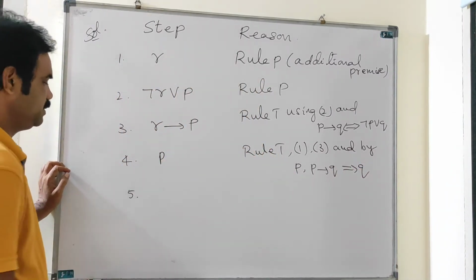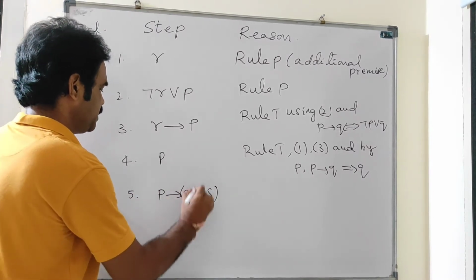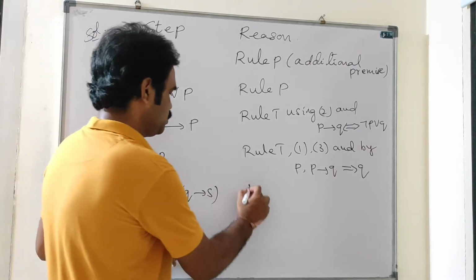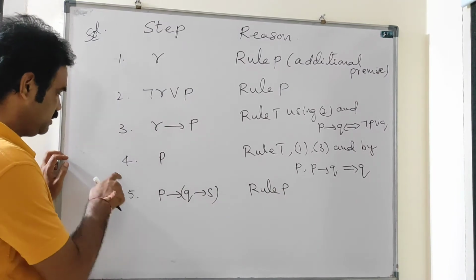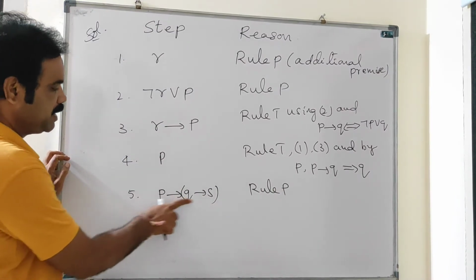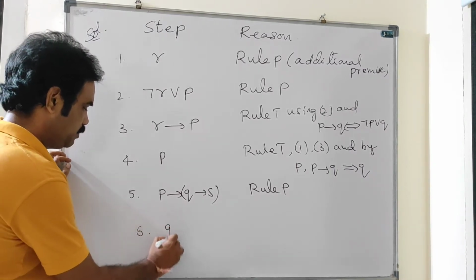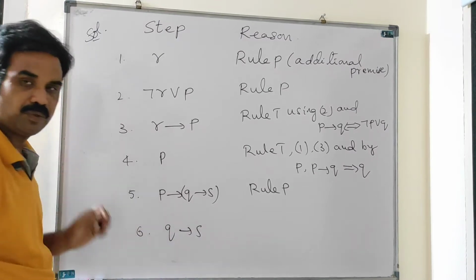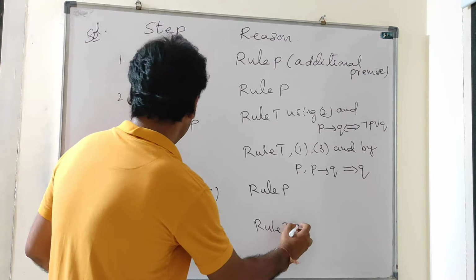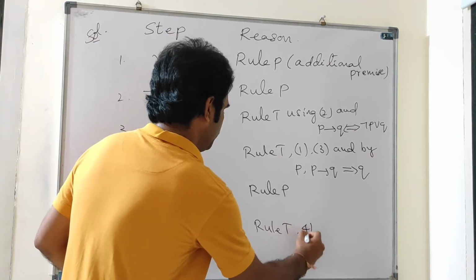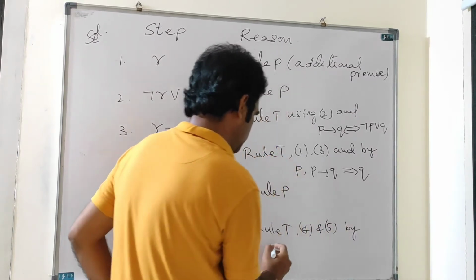Next, see the fifth step. P implies Q implies S. This is in the given premises. That's why this is rule P. See the fourth and fifth steps. P, P implies Q implies S. Again by modus ponens, we get Q implies S. Rule T, using 4 and 5 by modus ponens.